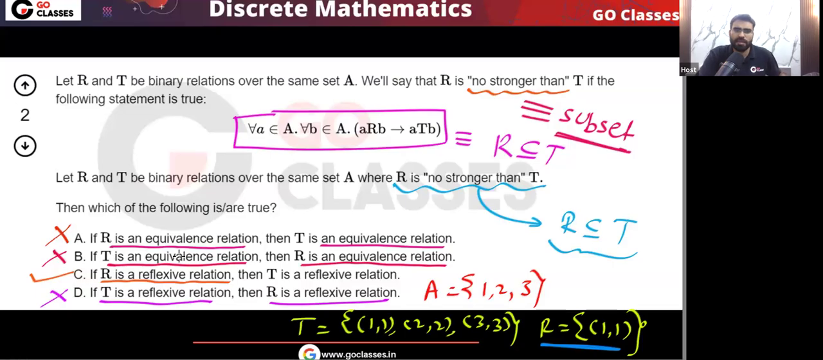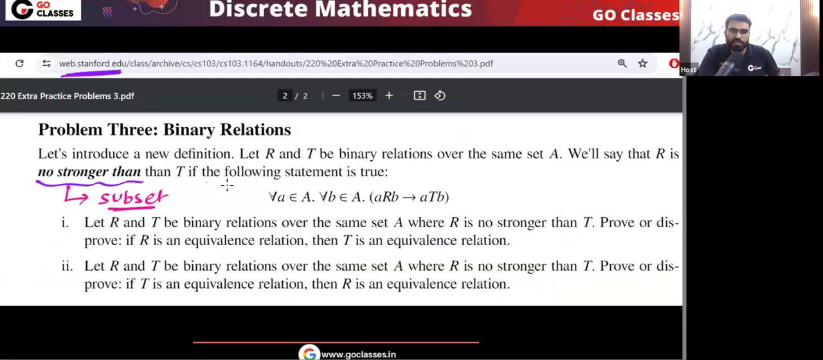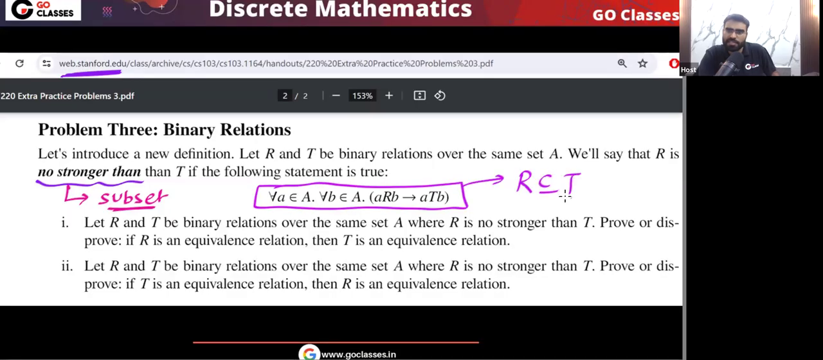Is this clear? Did you understand this question? Please tell me. Let me know. So for this question, the answer will be only option C. Is this question clear to everyone? Now let's see this Stanford question. So you can see Stanford. This definition simply means R is a subset of T, right?